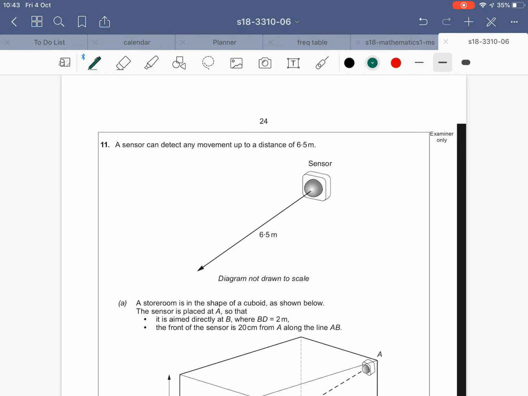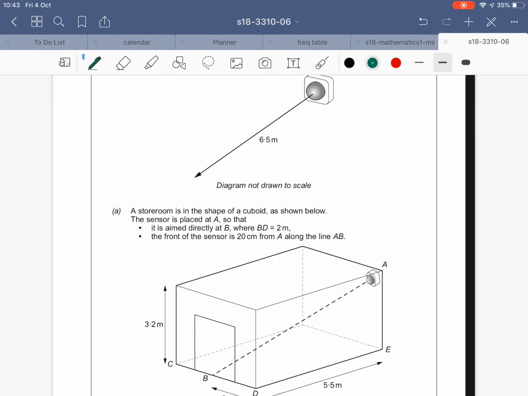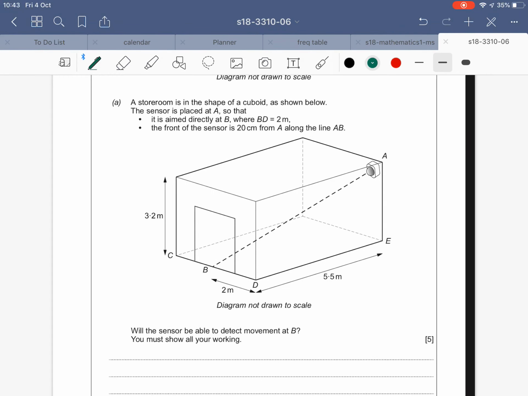Question 11. A sensor can detect any movement up to a distance of 6.5 meters. The storeroom is in the shape of a cube. Oh, this looks like 3D. So A is directly at B, which is 2 meters. Okay, in front of that is 20 centimeters. AB. Okay, this gap here is 20 centimetres. Oh, I see, I thought the whole line was 20 centimetres. That wouldn't make any sense.